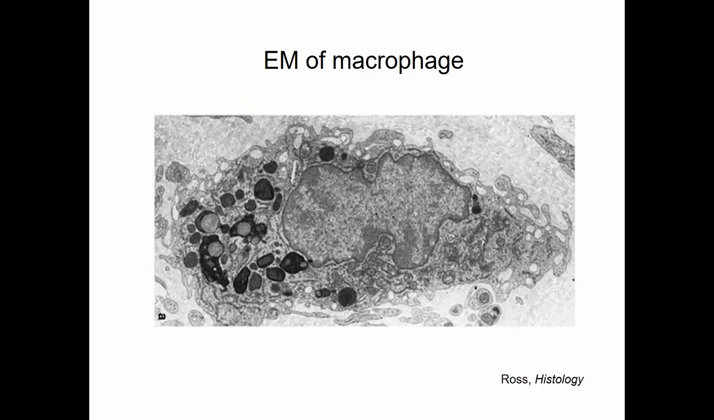Okay, this is a macrophage. A macrophage is a large cell that wanders around and ingests broken down red blood cells, but also bacteria. It's a scavenger cell. It has a large nucleus, and it has particles that are due to its ingestion, and those particles are broken down in the cytoplasm and recycled, and the macrophages are quite important for scavenging.